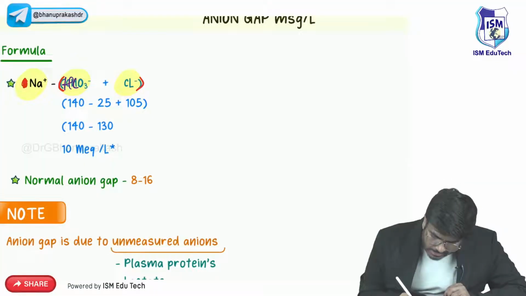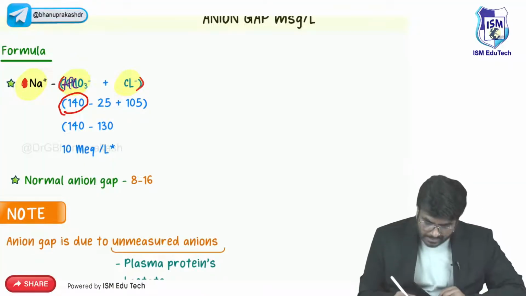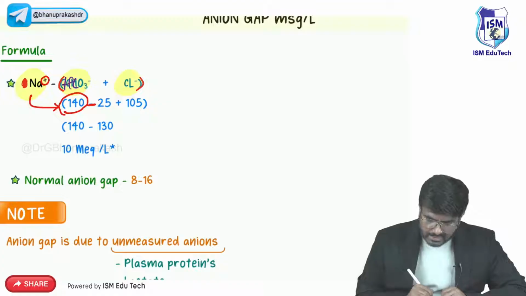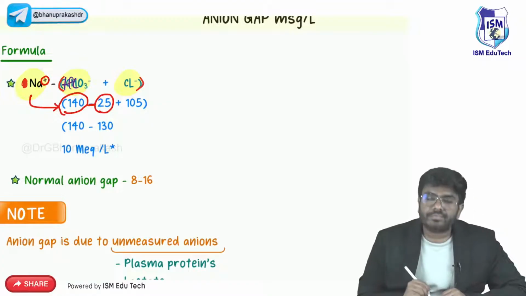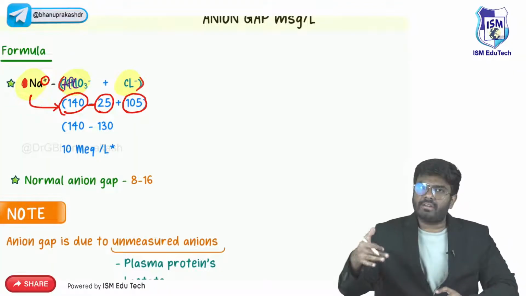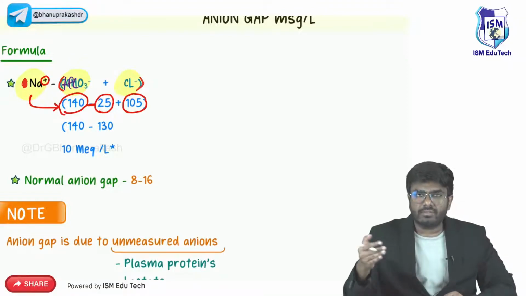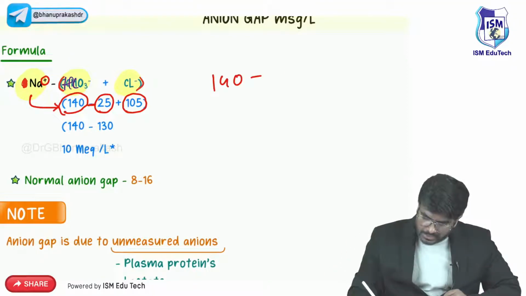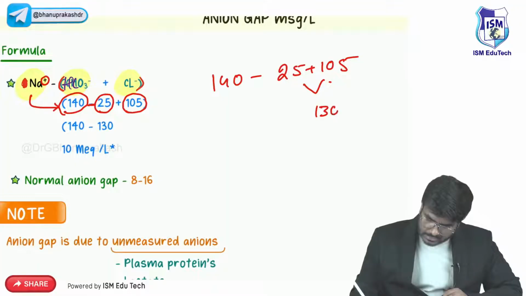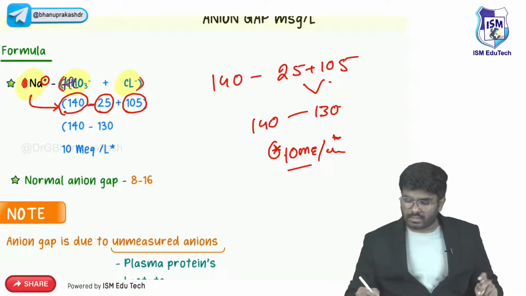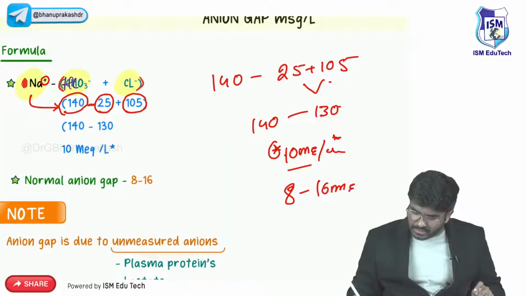Sodium concentration in your body is 140, a positive value. So 140 minus HCO3, how much? HCO3 is 25 and chloride is 105 milliequivalents per liter. So 25 plus 105 is 130, and 140 minus 130 is 10 milliequivalents per liter. This is one single value. But the usual range will be 8 to 16 milliequivalents per liter.